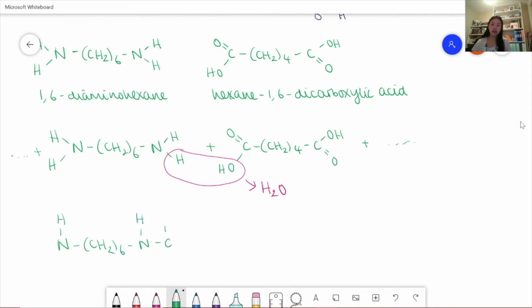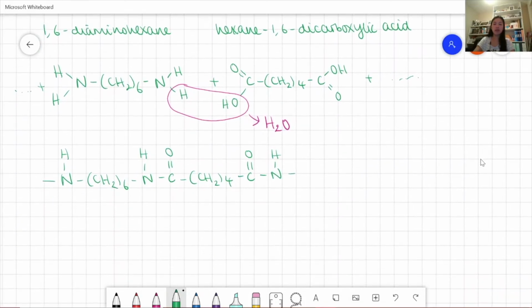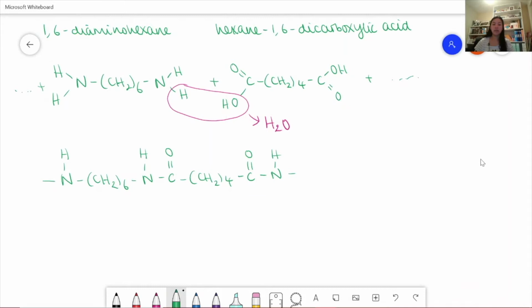NH C double bond O CH2 4 C double bond O, and then it repeats, so we have NH and so on. And so from this we can see the repeating unit. So if we start here, again we scan through and see where it repeats again. And so this would be our repeating unit.